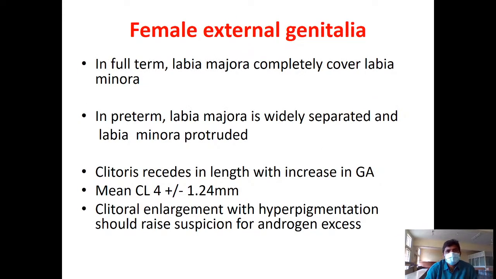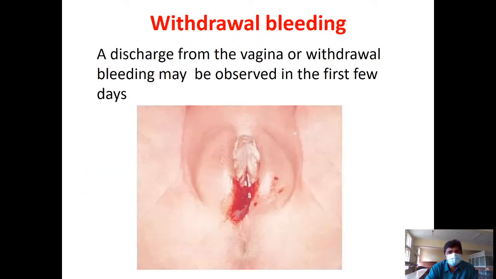So in a full term female infant, the labia majora completely covers the labia minora. In preterm, the labia majora is widely separated and you can easily make out the labia minora. The clitoris recedes in length with increasing gestational age. The normal mean clitoral length is 4 mm plus or minus 1.25 mm. So clitoral enlargement with hyperpigmentation should raise suspicion of androgen excess, so CAH. You need to evaluate the baby for CAH.